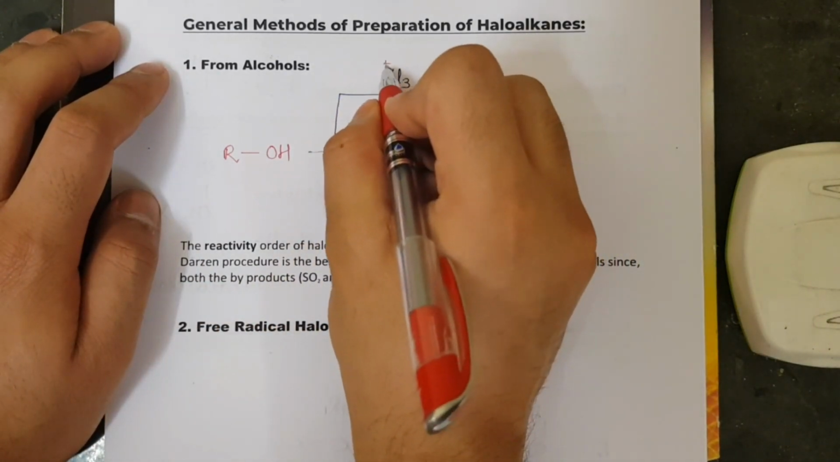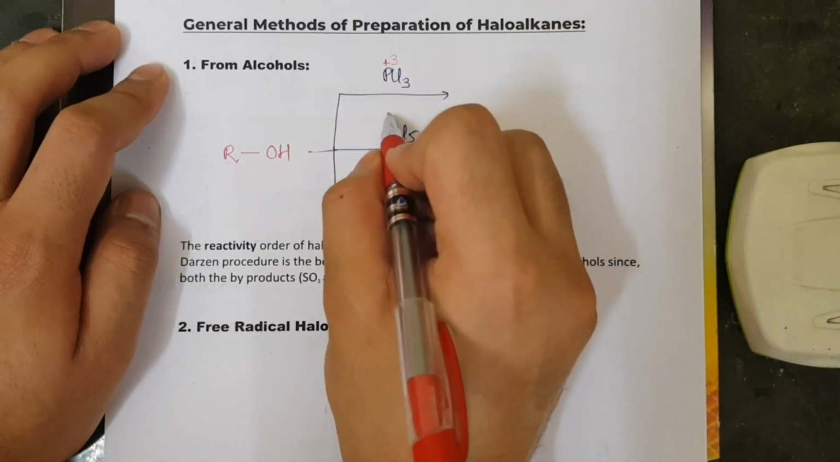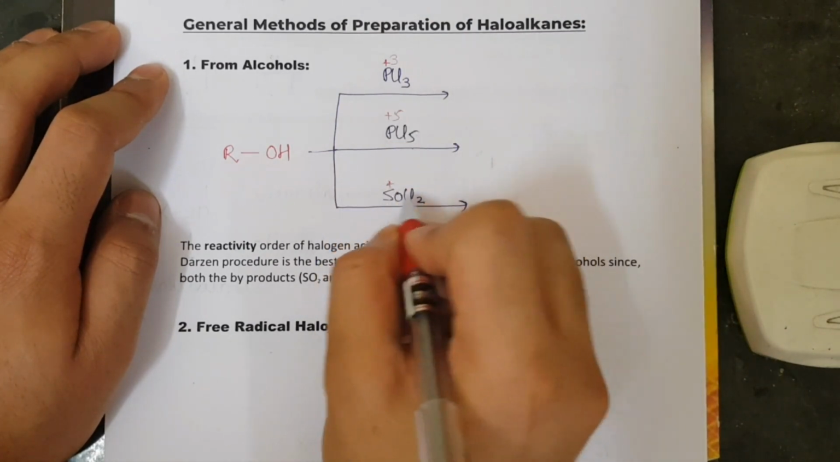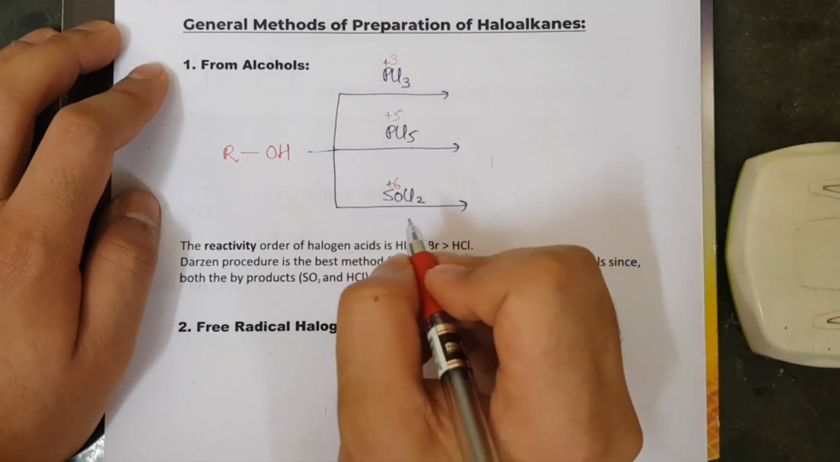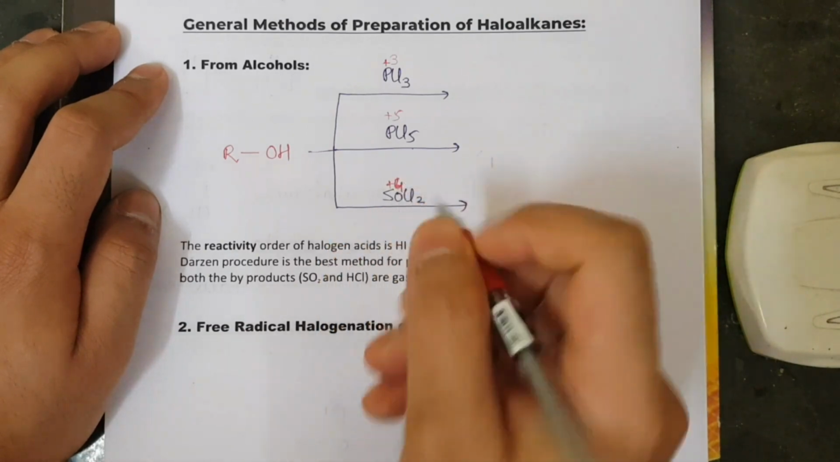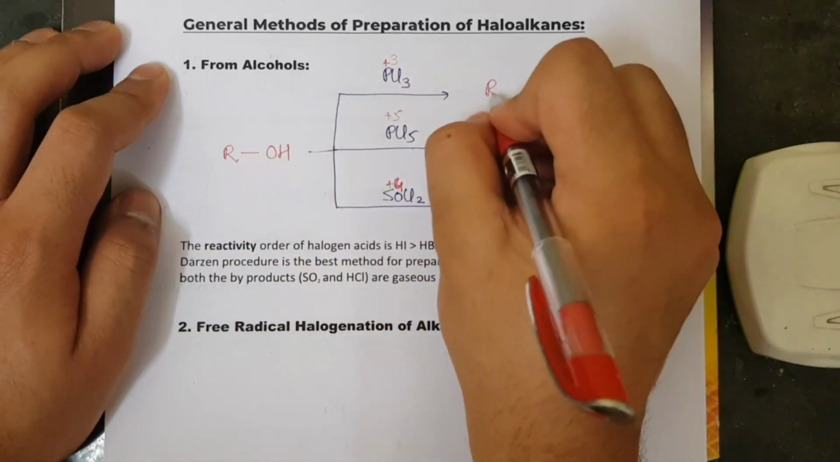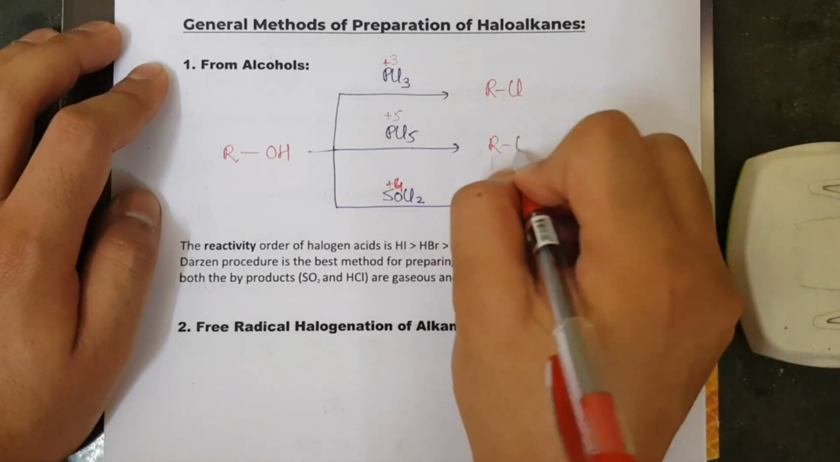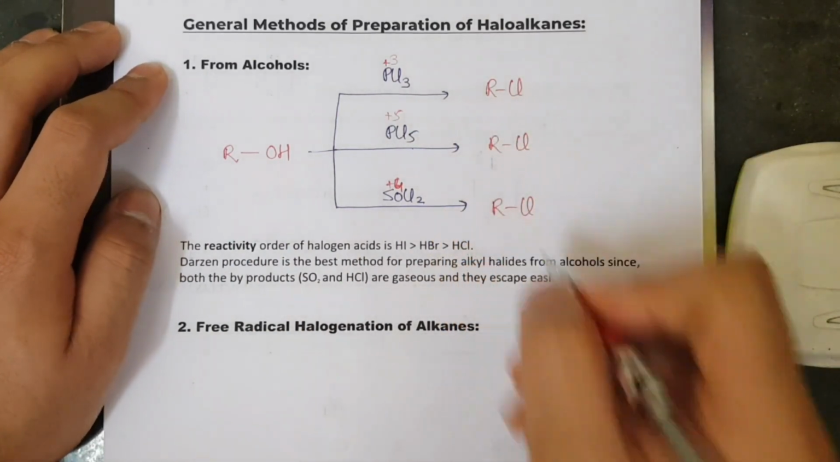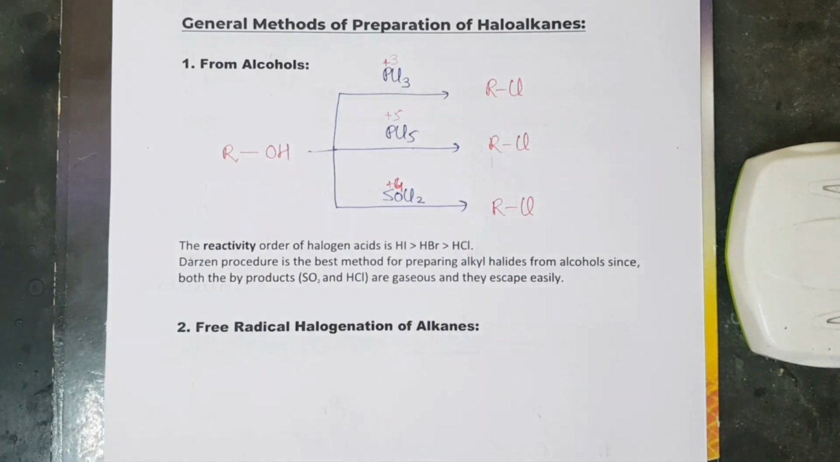Here the oxidation state of phosphorus is +3, here it is +5, and here sulphur is +4, I'm sorry. So you can calculate the oxidation states. Now ROH, first of all, we'll get RCl in all of these three. RCl is coming in all, but that is not the important point here. The important point is the byproducts.